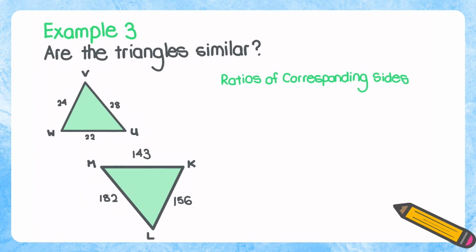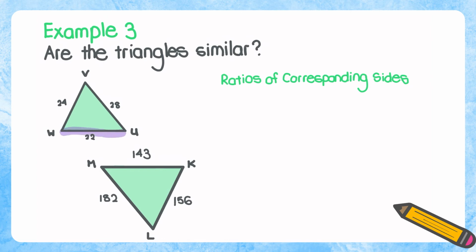Well, you look at each side length. The shortest side length of the first triangle will correspond to the shortest side length of the second triangle. And the longest side lengths will correspond to each other as well. So whenever you see triangles that aren't facing the same direction, just take a look at the side lengths.